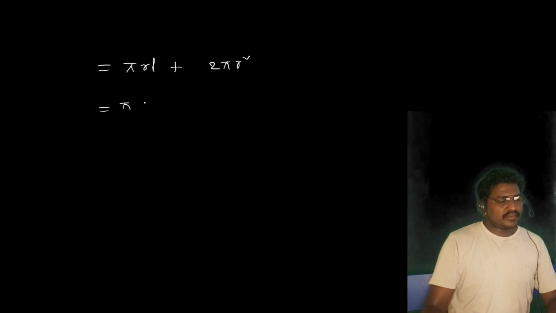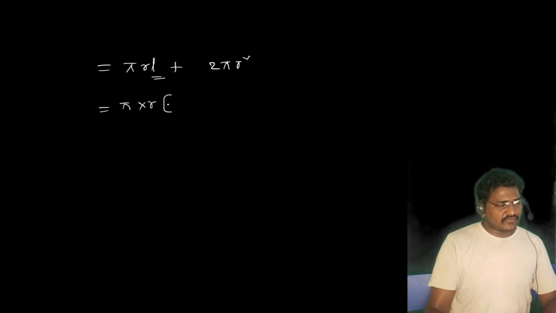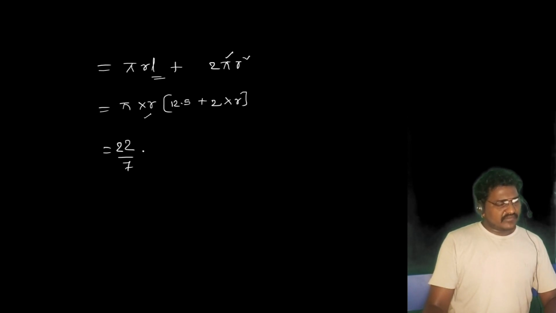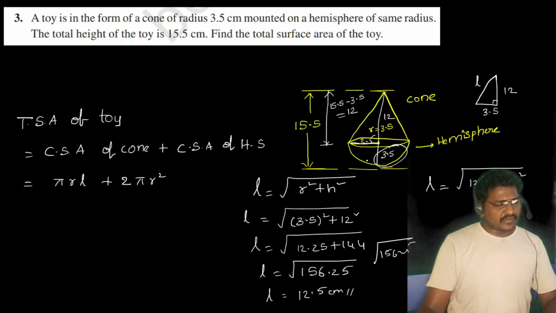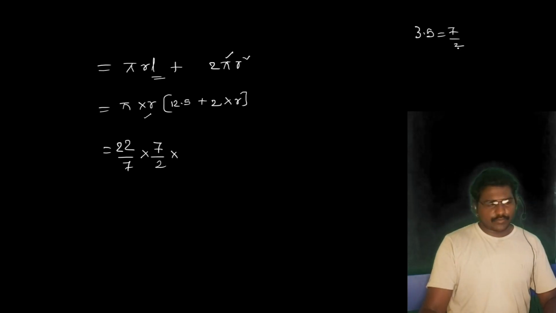See here, pi r L plus 2 pi r square. If you take pi common and r common, because r is the same for both, we are left with only L. L value is 12.5, plus 2, because we took pi common and one r common from r square, leaving 2 and another r. So that will become 22/7 into r. r is given as 3.5, that is 7/2. We can write 3.5 as a fraction 7/2, or you can keep 3.5 as it is, no problem.